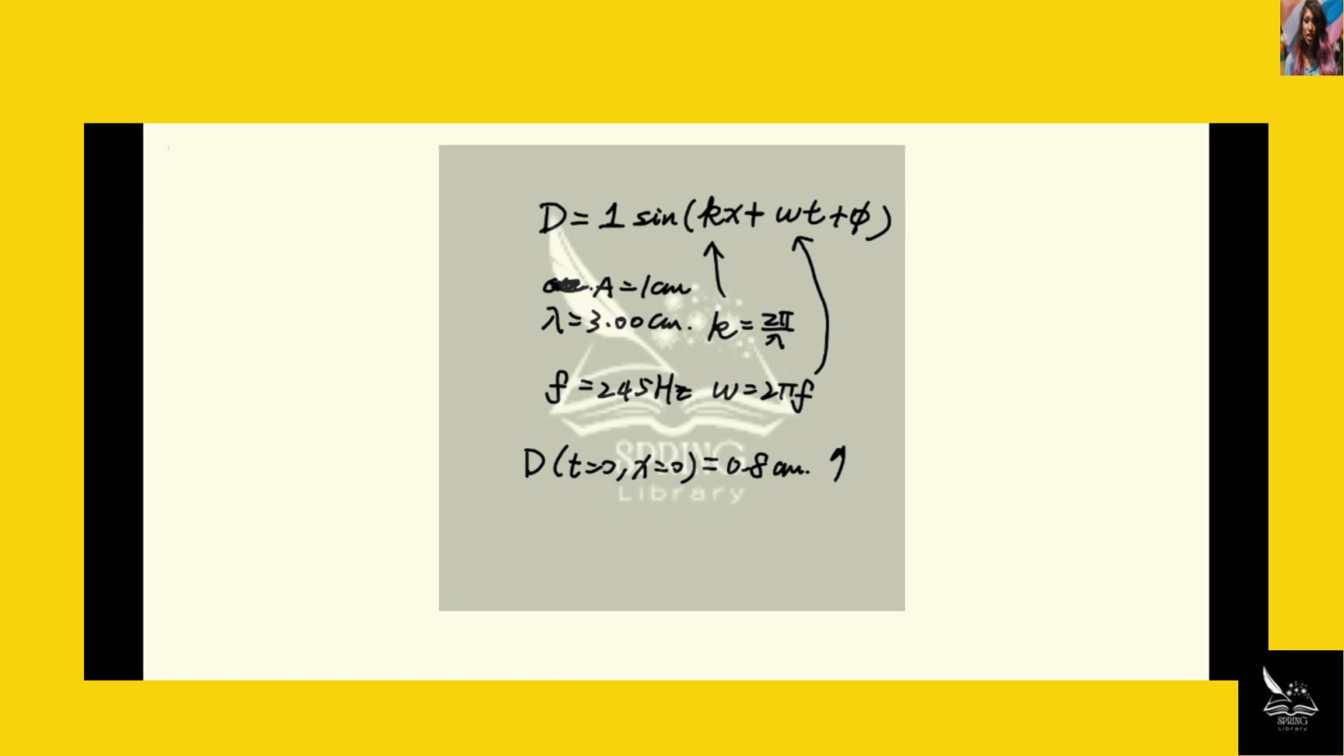So the first thing we need to do is draw a diagram for this wave. So the amplitude is 1, but this point is 0.8. This is moving upward. So since the wave is traveling to the left, this has to look something like this. And the wavelength is 3 centimeter.